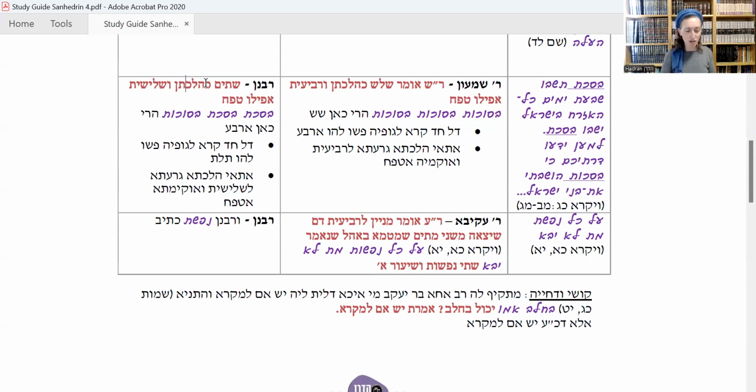Rabbi Shimon amar, shalosh kilchatan v'revi'it afilu tefach. So Rabbi Shimon says, no, 3 have to be complete walls, and the 4th can be even a tefach. What's the root of their machloket? Rabbanan savre yesh em lamasoret, Rabbi Shimon savre yesh em lamikra. Their machloket is exactly this.